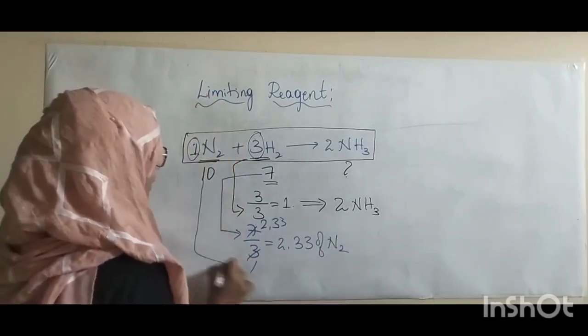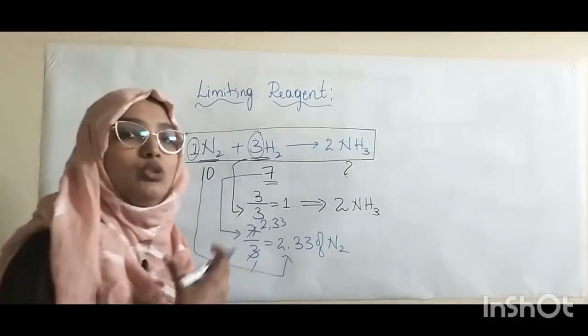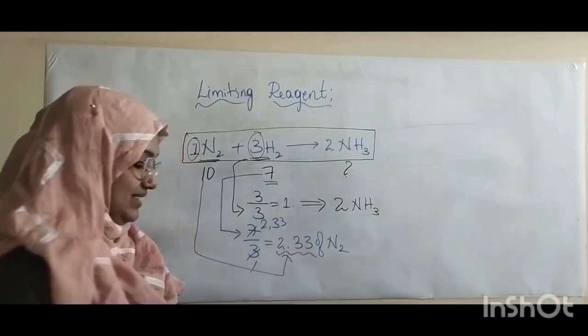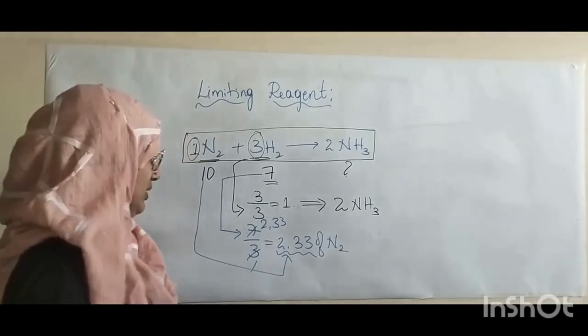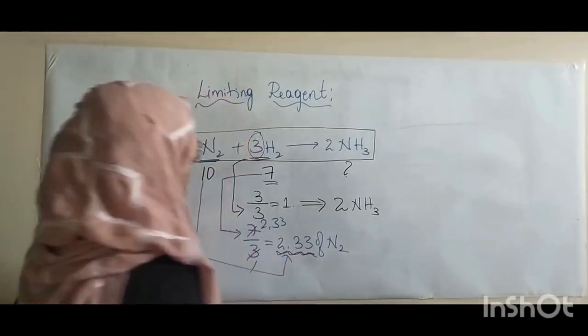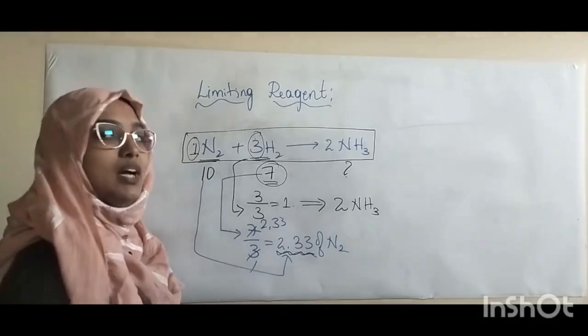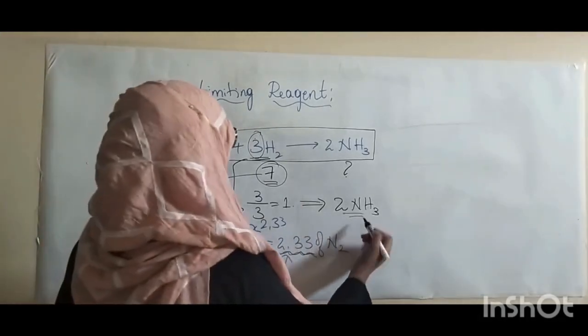How much do we have here? 10. But we don't use all those 10 moles. We just use only 2.33 moles of N2, and that is enough. Okay, 2.33 moles of N2 with respect to 7 moles of hydrogen. And then how many moles of ammonia are possible?